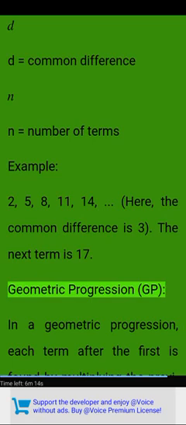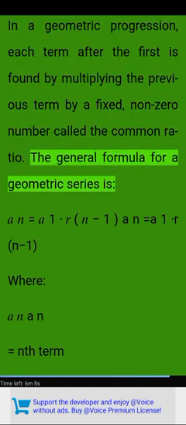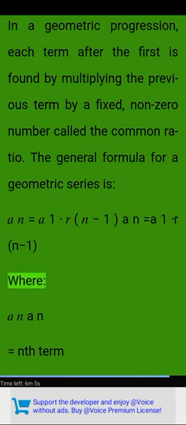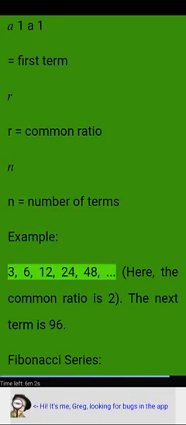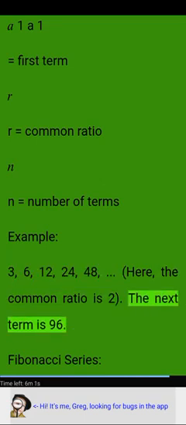Geometric progression, GP. In a geometric progression, each term after the first is found by multiplying the previous term by a fixed, non-zero number called the common ratio. The general formula for a geometric series is a_n equals a_1 times r to the power n minus 1, where a_n equals nth term, a_1 equals first term, r equals common ratio, n equals number of terms. Example: 3, 6, 12, 24, 48. Here, the common ratio is 2. The next term is 96.